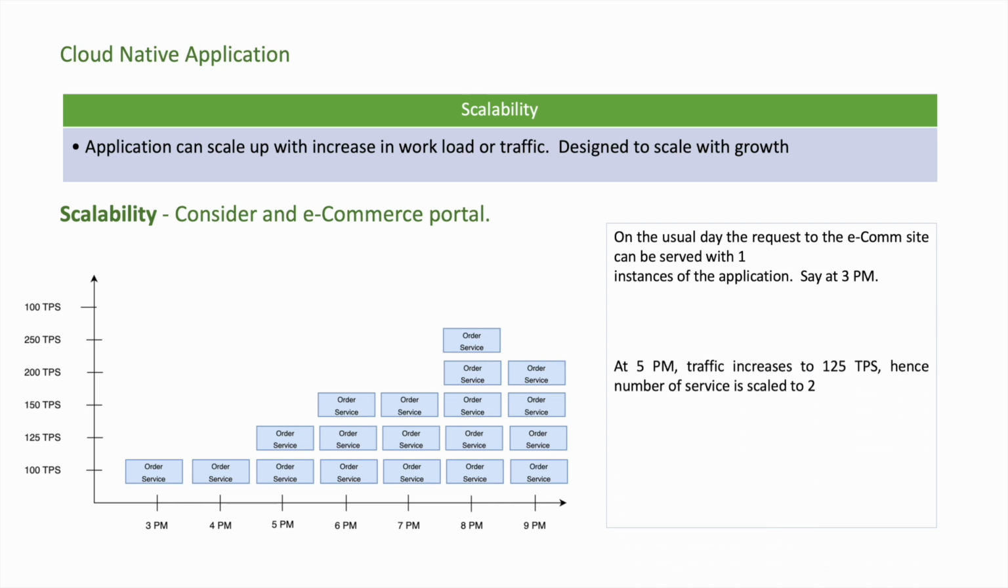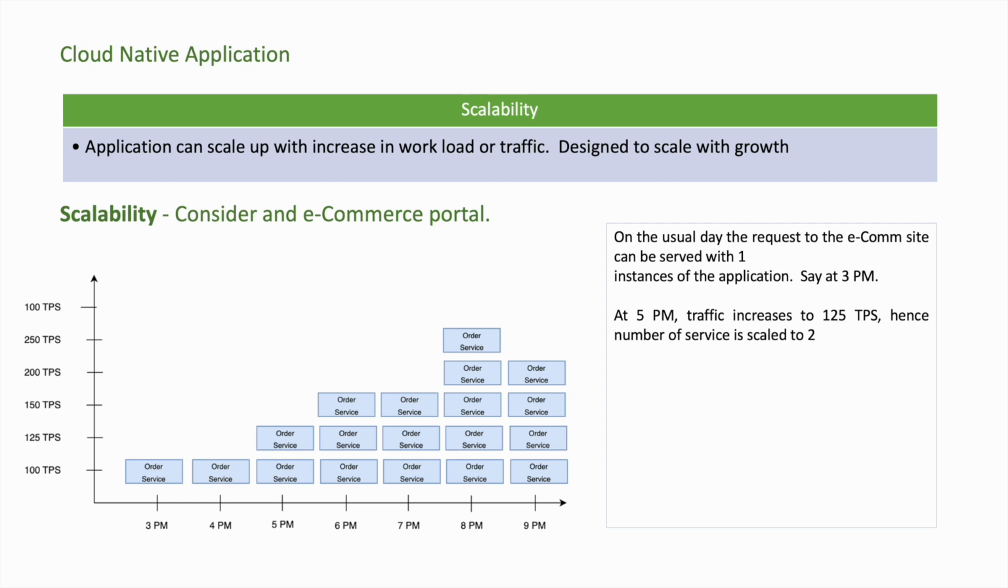Now with time, let's say at 5 p.m. the traffic increases to 125 TPS. That is what we see on the graph. At 5 p.m. the traffic has increased up to 125 transactions per second. So to serve the increased traffic, we need one more instance, and hence what we see over here is two instances of the order service.